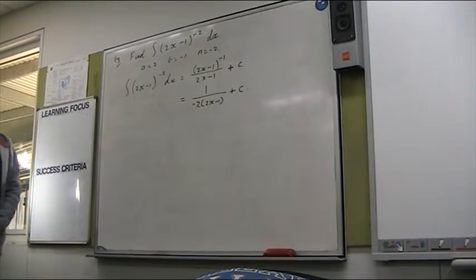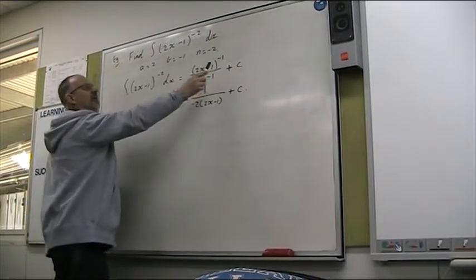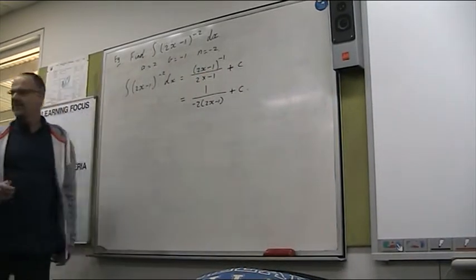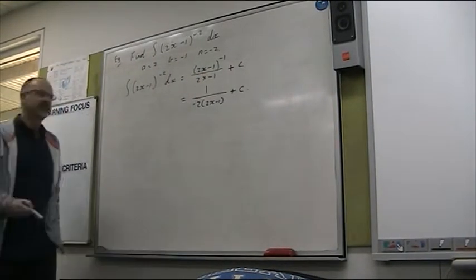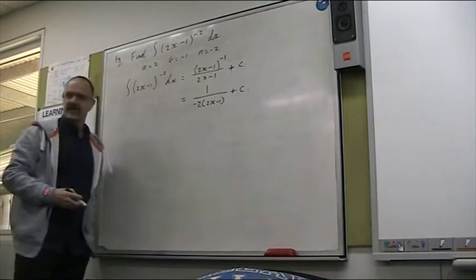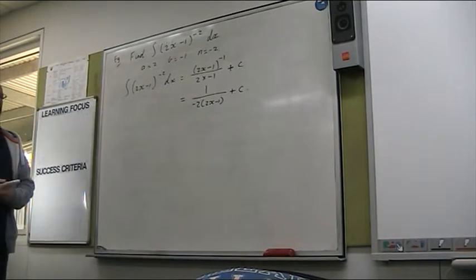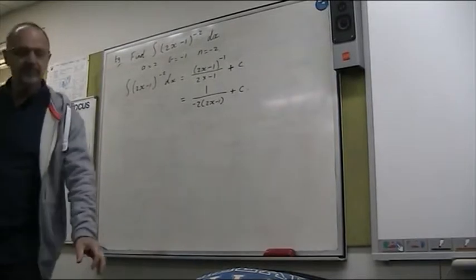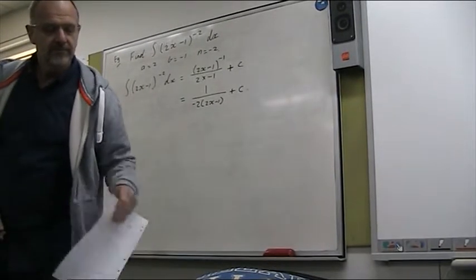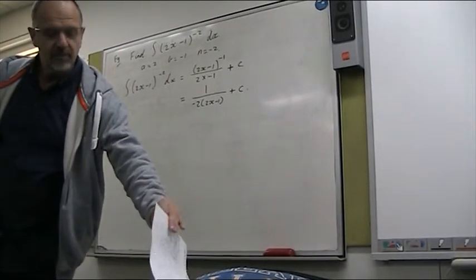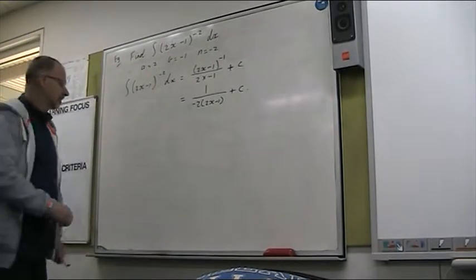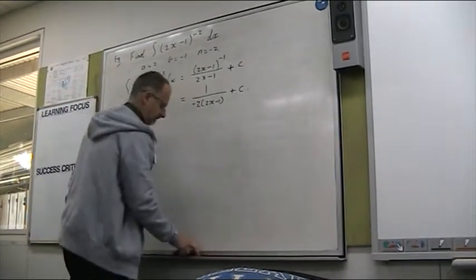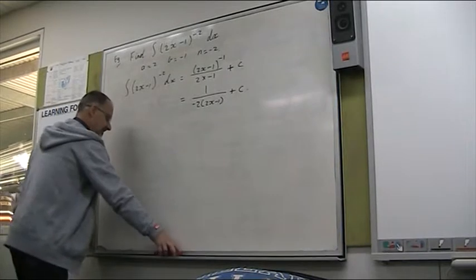Okay, so 2 times negative 1 on the bottom is negative 2. Negative 1, negative powers mean we can stick it down the bottom. And so there would be our answer. All right, we got that. I'm going to rub that off.